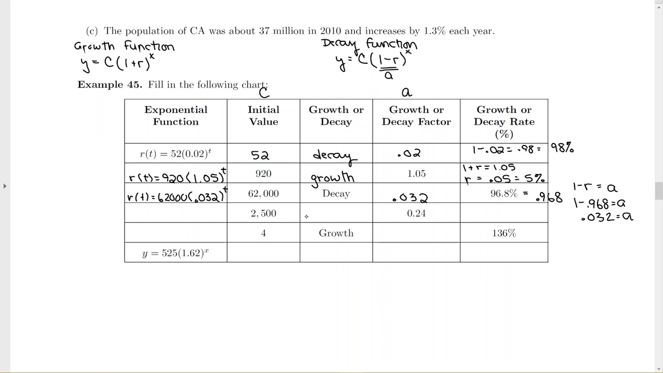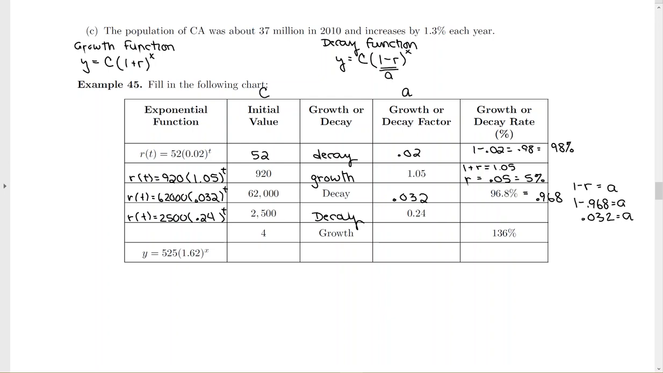All right, so starting with this one, we've got our initial amount. So I got 2,500, something to the t, and I just need to figure out what goes inside. Now this is 0.24 as a factor, so that goes right in here. And because it's the factor and it's less than 1, that's decay. Remember, a factor was our A value that can get put right into the formula.